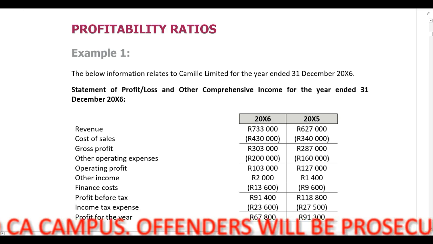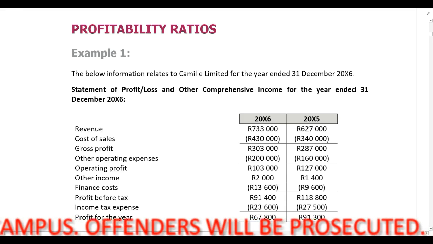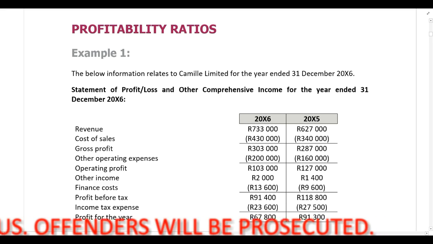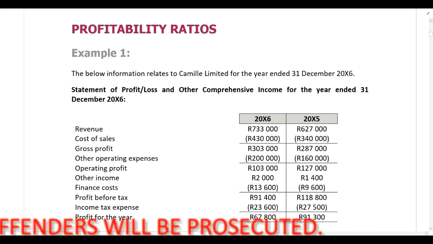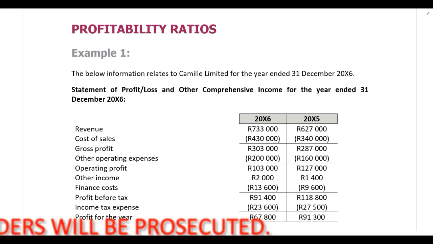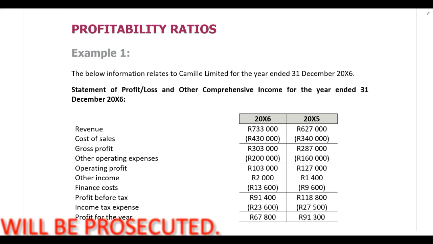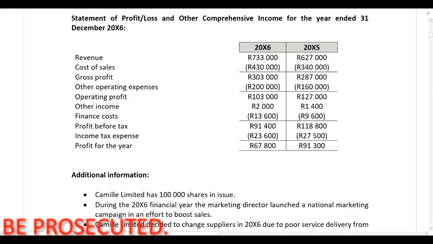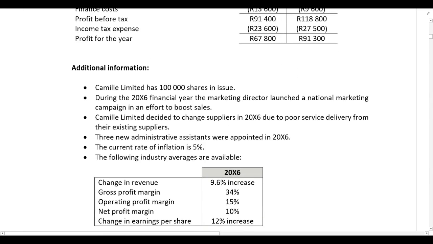So in this example, we are given information relating to Camille Limited for the year ended 31 December 20x6. First, we have the statement of profit or loss and other comprehensive income for the year ended 31 December 20x6. So on this statement, we've got revenue, cost of sales, gross profit, other operating expenses, operating profit, other income, finance costs, profit before tax, income tax expense, and profit for the year. In the additional information, you are told Camille Limited has 100,000 shares in issue.